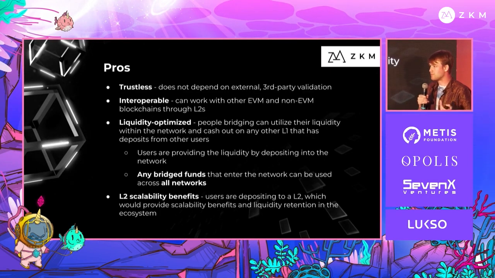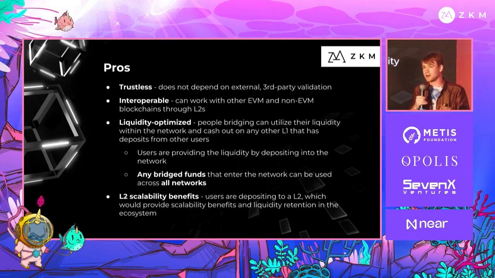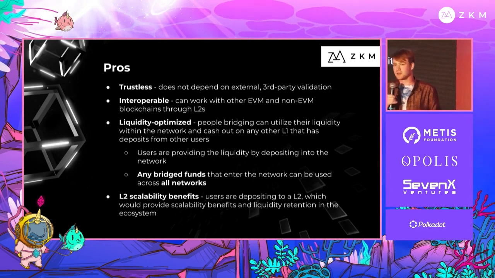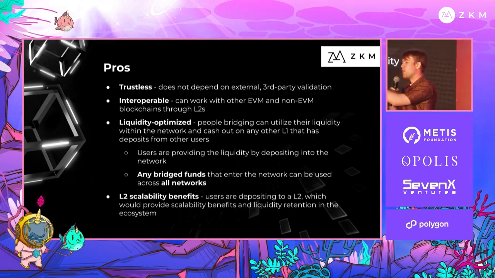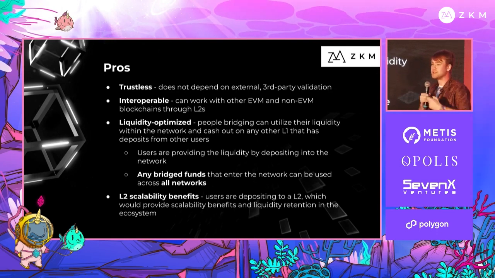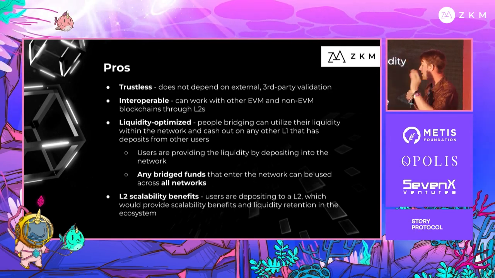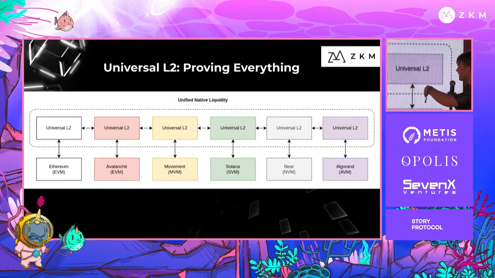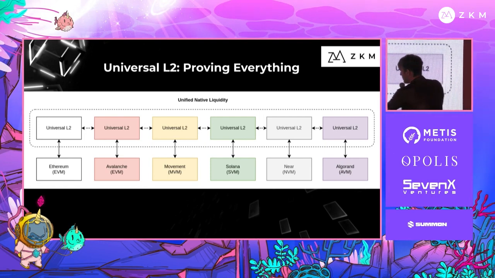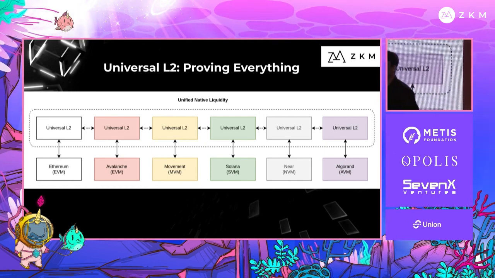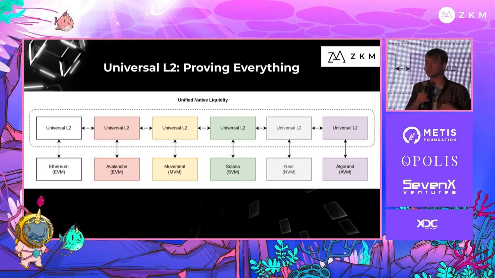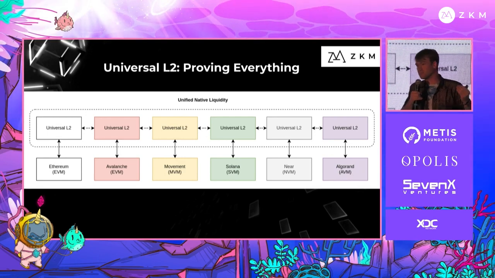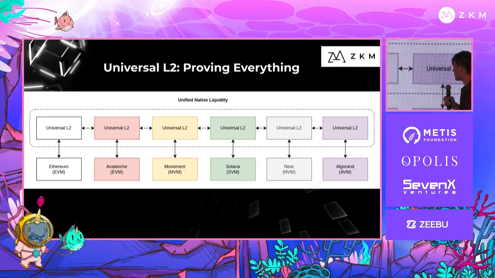So what are the pros of this type of model? One, it does not depend on any external third-party validators to facilitate this. I am relying on the proof generation system, the proofs that are generated for enacting the mint. So for the finality of this type of interaction, I essentially utilize the native L1 consensus mechanic for all of these individual L1s. I'm not using an external consensus mechanic. I'm not using an external set of validators, like potentially Cosmos or Polkadot.